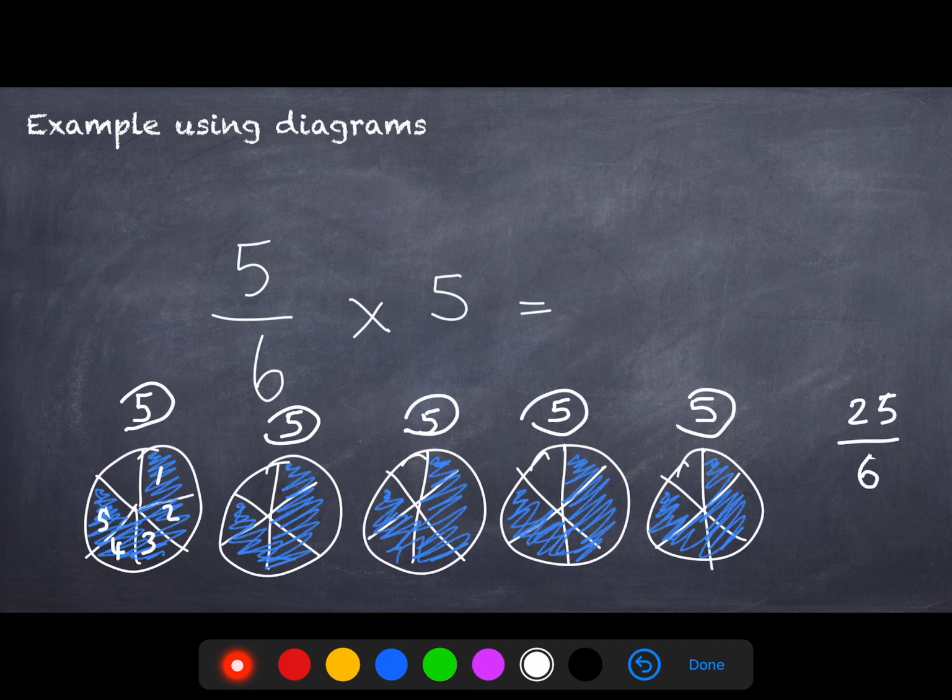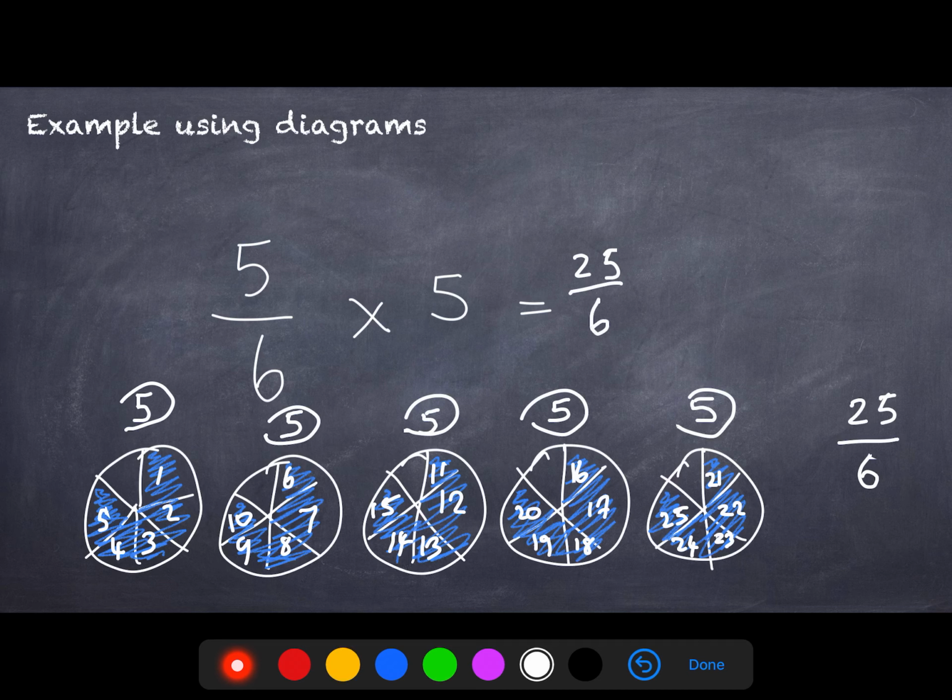sixths of pizza. Okay, and if I was to check that by writing it all out, I've got 5 in my first bit, I've got 6, 7, 8, 9, 10 in my second. And I'm just going to write this out to show you that it does work and that I get 25. Okay, so 25 pieces shaded. I've got 25 sixths of pizza.